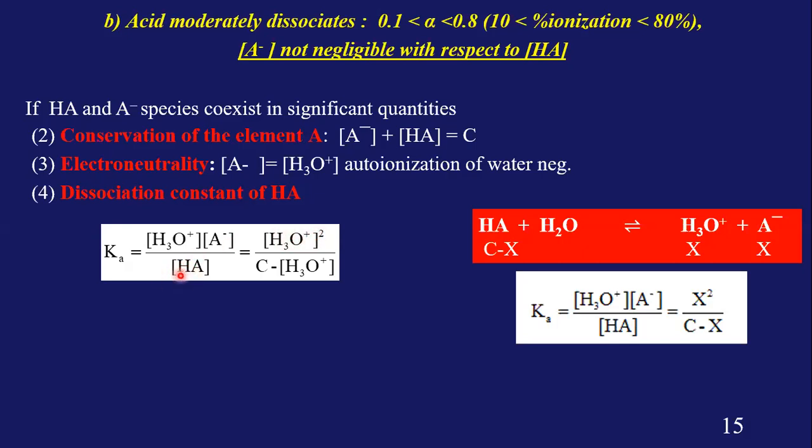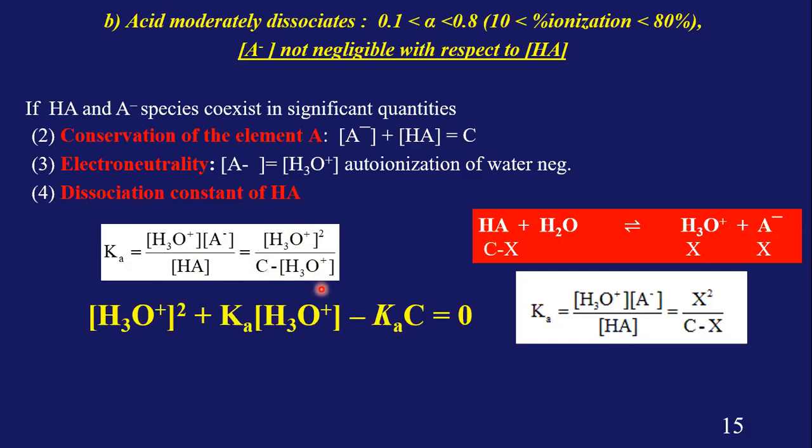And since HA, from the conservation of the elements, will be C minus A minus, and since A minus is H3O plus, that means we put C minus H3O plus. Then you expand all this and you get this quadratic. It's actually the same thing as this, which is X squared divided by C minus X. This is that, without all this.